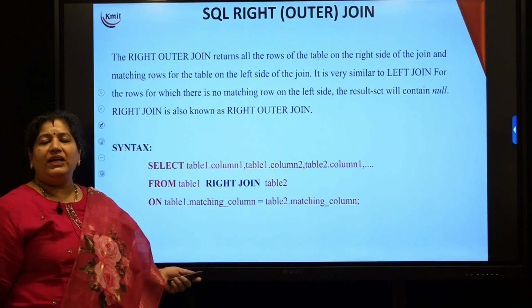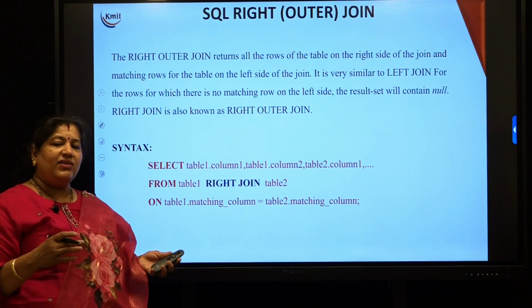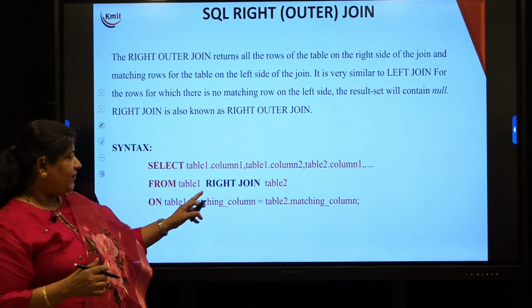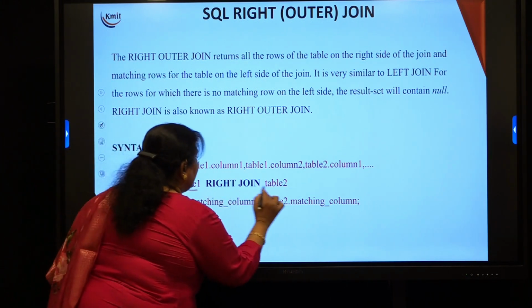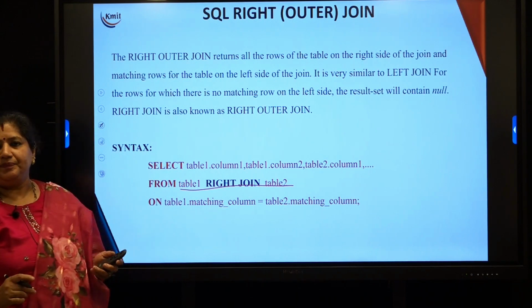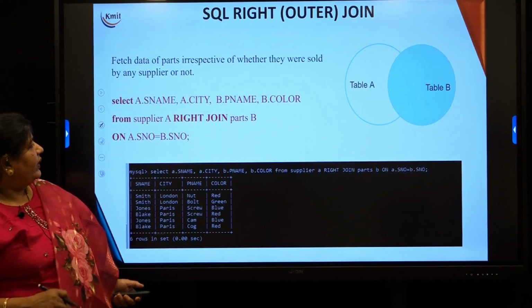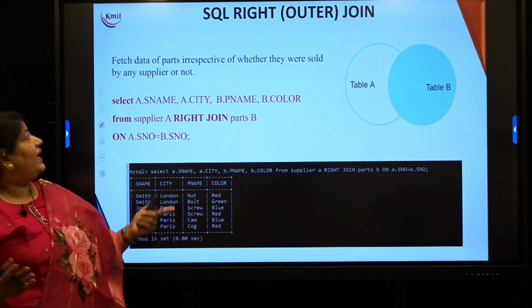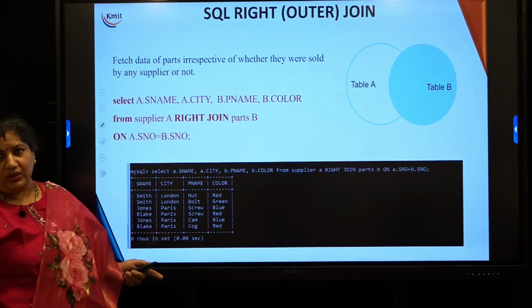Similarly, I wanted, this is the reverse of left, that is all the values from the right table as well as matching values from the left table. So here the statement is right join. Look at this: the data of parts, irrespective of whether they are sold by any supplier or not.